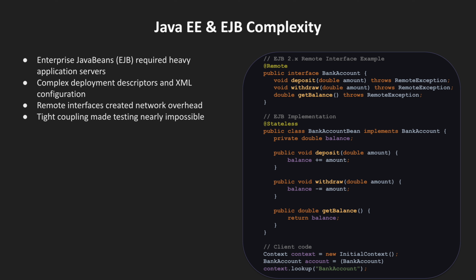Around the same time, another technology, Enterprise Java Beans, was used for large enterprise applications, but it adds some complexity, as you can see from the code. We are creating a remote interface, then creating an implementation for it, and on the client side we are adding the following code. The first disadvantage was that it required heavy application servers and complex deployment, the descriptors and the XML configuration. Also, we need to create remote interfaces, there is tight coupling, and testing was nearly impossible.